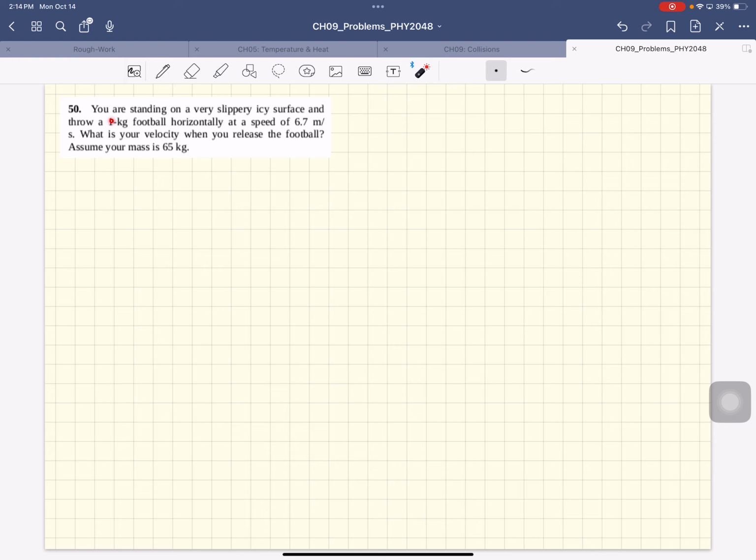You're standing on a very slippery, icy surface and throw a 1 kg football horizontally at a speed of 6.7 meters per second. What is your velocity when you release the football? That's a heavy football. Anybody know the mass of a football?